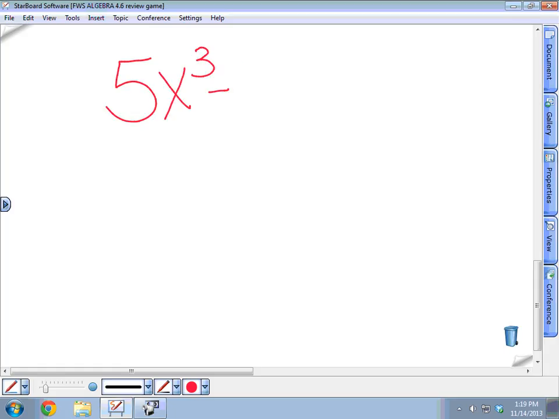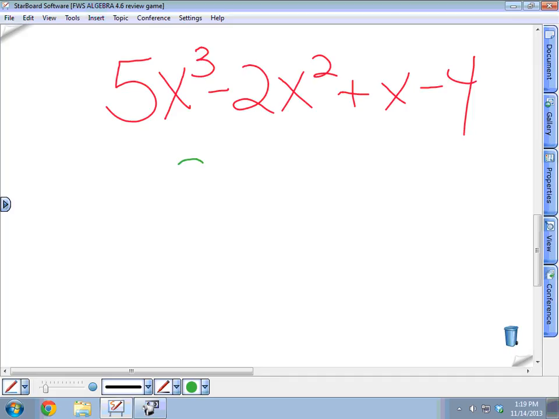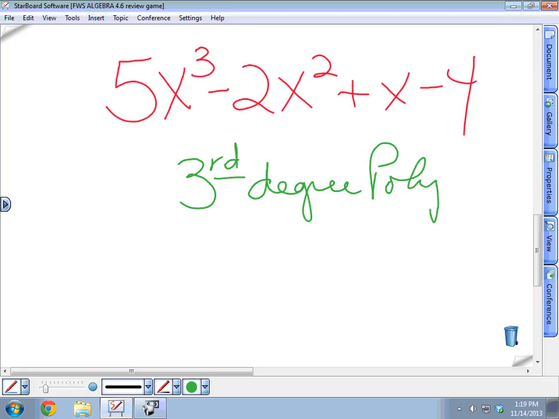5x cubed minus 2x squared plus x minus 4. Sam, what is the degree of this polynomial? 3. Third, right. They want the highest degree of all the monomials, which is 3. So this is a 3rd degree. If they ask you what degree the polynomial is, that's what they mean. What's the highest exponent in all of the polynomial?